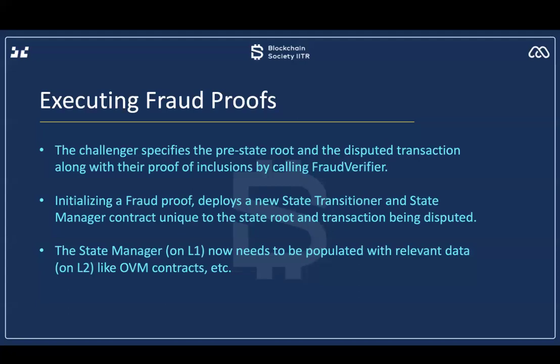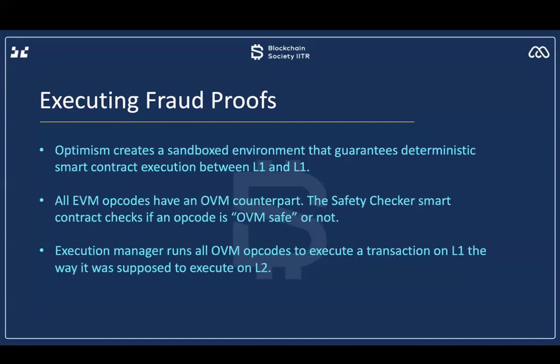So that's why when you're executing a fraud proof, you cannot execute it straight away on Ethereum. You have to execute it in a sandbox environment, an environment which has all of the background context and all the background data that was there originally when the transaction was run on the optimistic chain. So all of this data is stored in the state manager. So Optimism creates a sandbox environment that guarantees that the execution of the smart contract is going to be deterministic between L1 and L2. Sorry, there's a typo on the slides.